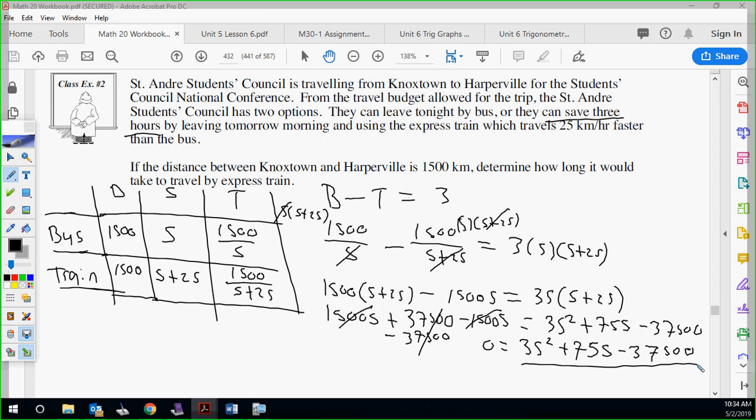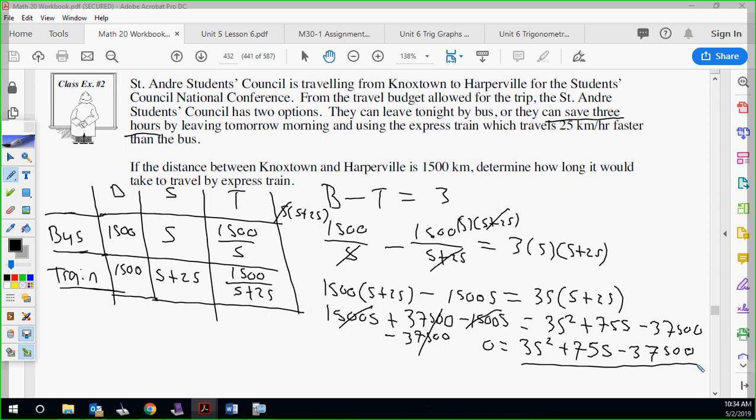Okay, so let me walk you through what I did here. I did a little simplifying kind of fast. 1,500 times 25 is 37,500. I have a positive 1,500 S and a negative, so those go away. I moved the 37,500 to the right, kept my quadratic over there, because my 3S squared is positive.